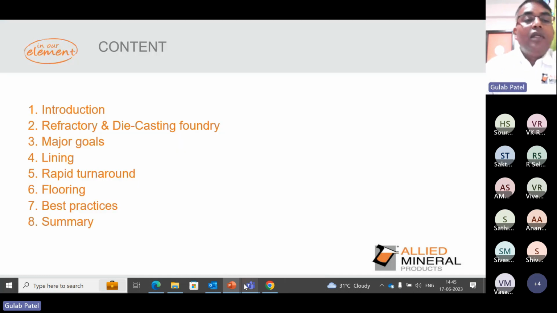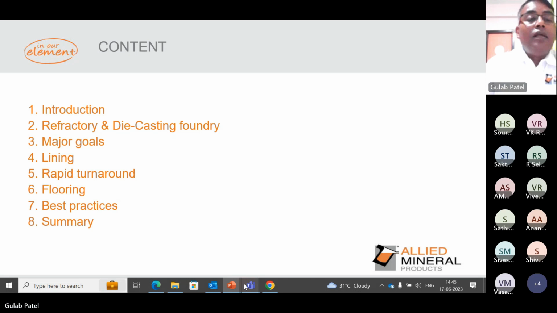Moving towards what we are going to discuss today: I will go briefly through the company introduction, and then we will go ahead with refractory in die casting foundries and where refractories play the major roles. What are the major goals of die casting foundries? Then we will come to the lining part. Then we will discuss some of the rapid turnaround refractory products. Then we will talk about flooring as well as best practices, and we will summarize with the conclusion.